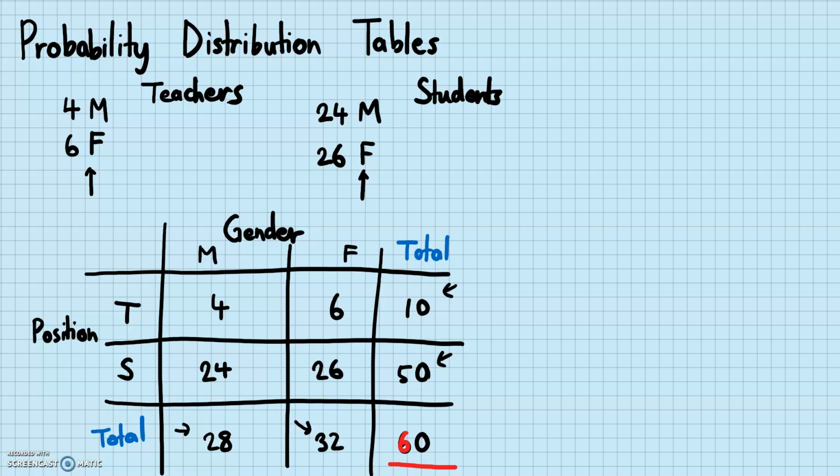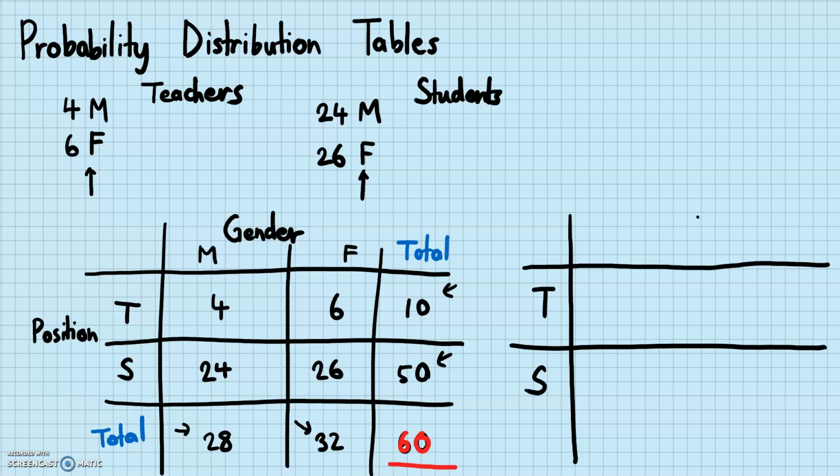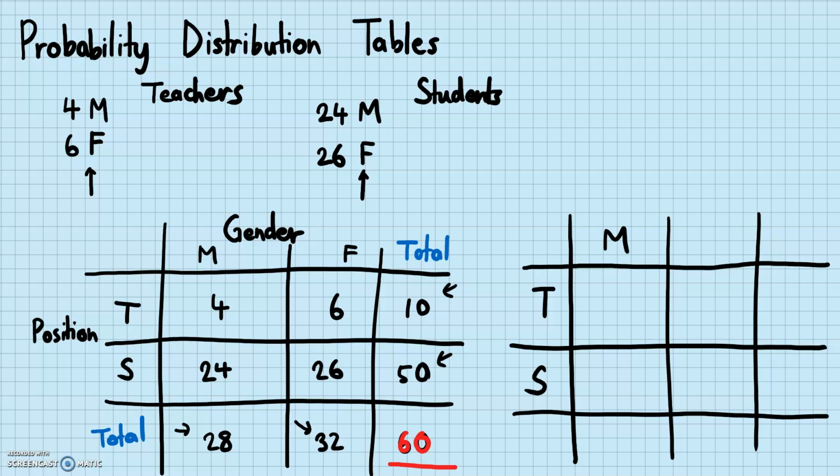Let me actually put this in red. That's the grand total. So a probability distribution table, let me make enough space for the total. You can label them the same, except instead of the frequency, we're putting the probability.